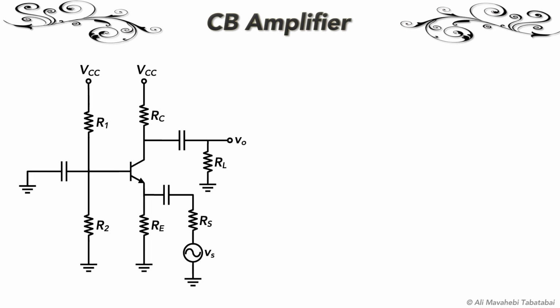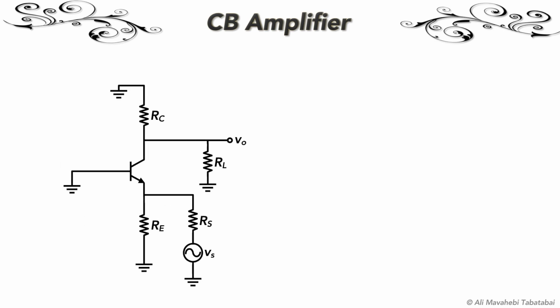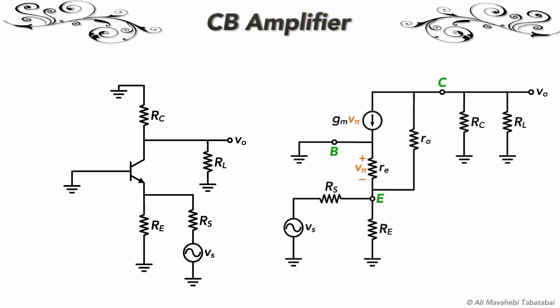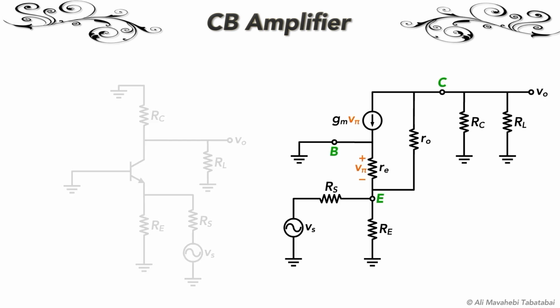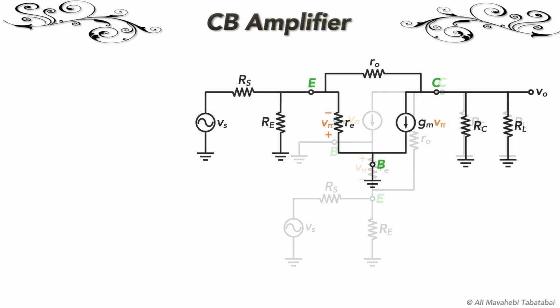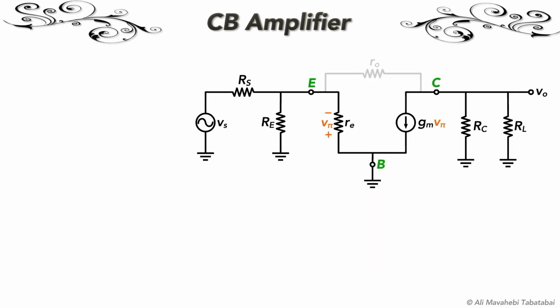In common base amplifiers, the input is applied to emitter and the output is taken from collector. Since in the AC model of the common base circuit we have a resistor in emitter, it seems to be more convenient to use the T model. We can rearrange the circuit like this. If we neglect the RO resistor, the circuit will look exactly similar to the hybrid pi common emitter circuit.